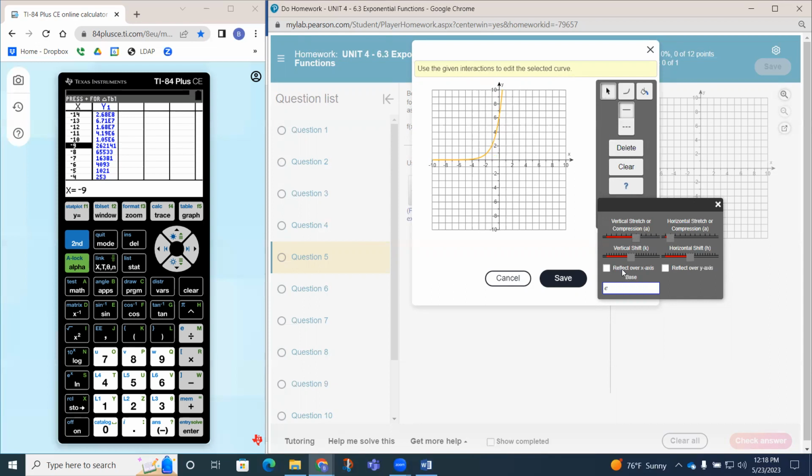But notice how there was a negative on the inside. That means it's going to reflect over the y-axis. That's a left and right concept. So the graph should take on this look here. Notice how the base is e. So that would be our tools here to do that.